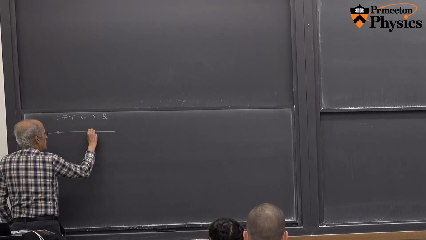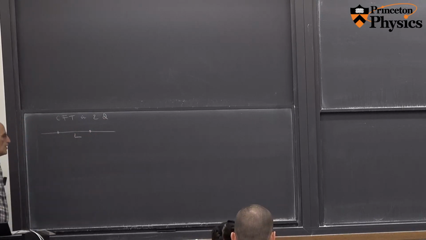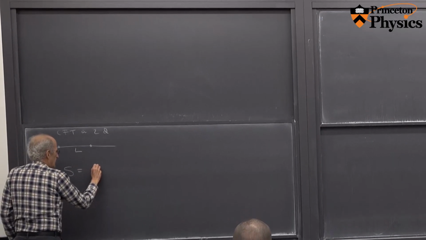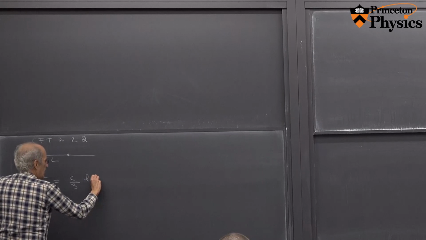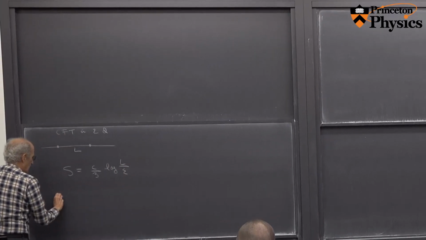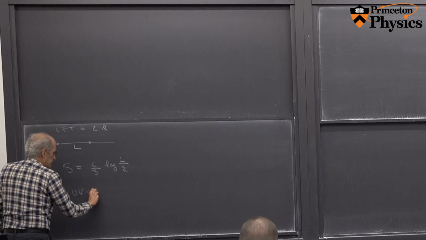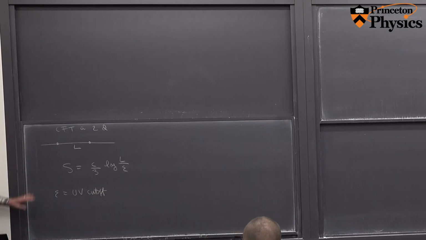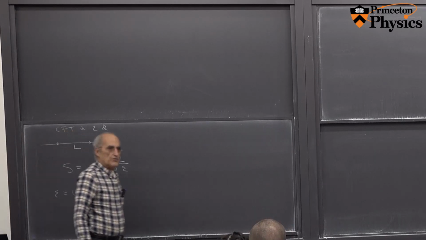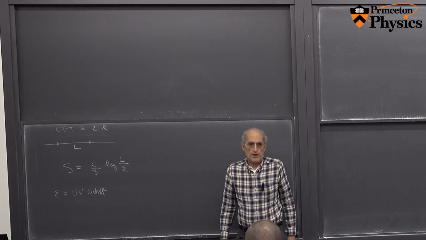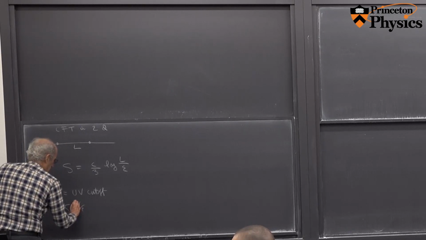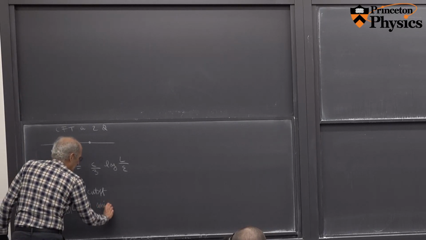we've discussed 2 problems. One was an infinite line where we picked a segment of length L, and then we computed that the entropy was C over 3 times the logarithm of L over epsilon, where epsilon is a UV cutoff. We also observed that on dimensional grounds, S is a function only of the ratio L over epsilon, so it's uniquely determined by the dependence on epsilon.